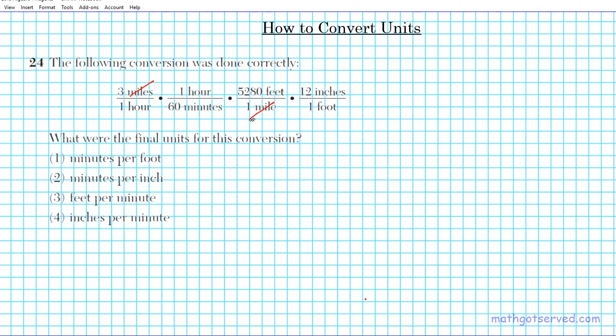So miles cancel out, so miles is not in the answer. Oh, we have hour in the denominator and an hour in the numerator position. They divide out. And then foot and feet are the same thing, just plural and singular. These two divide out. And we are left with inches per minute. So the final unit is going to be inches in the numerator, divided by minutes. Let's write that again: inches per minute. And the answer is option number 4.